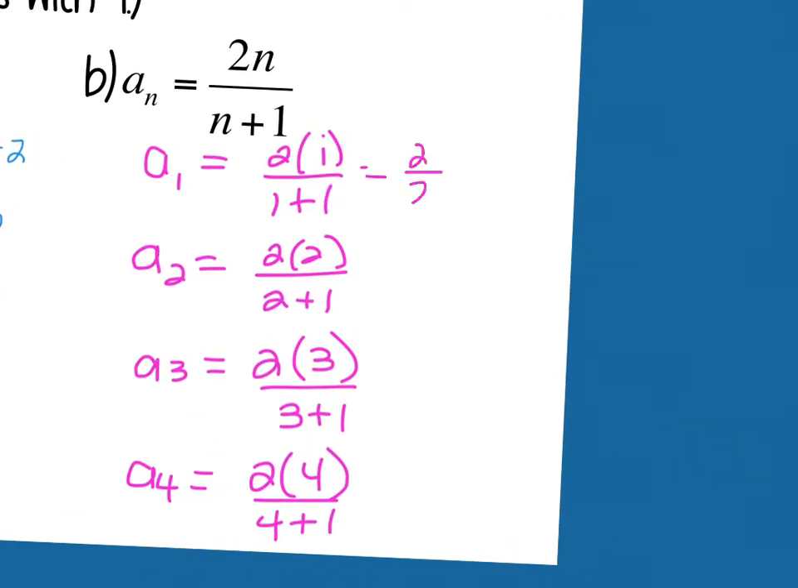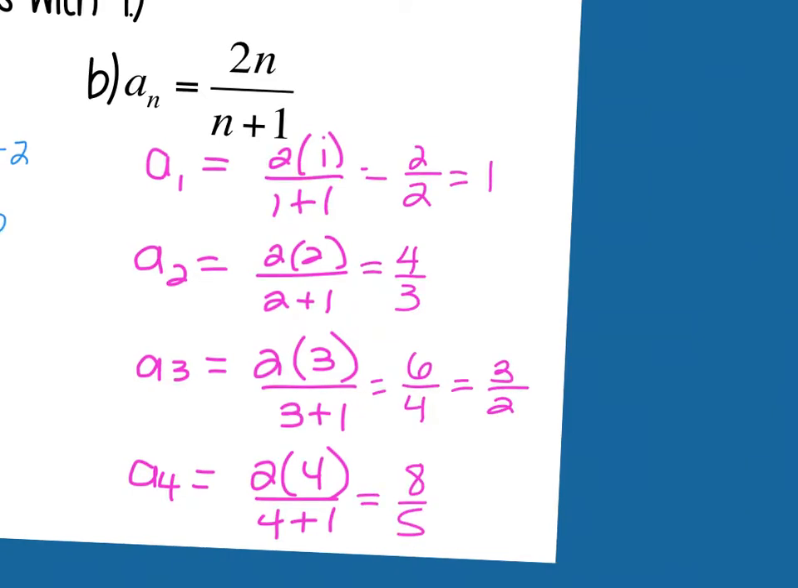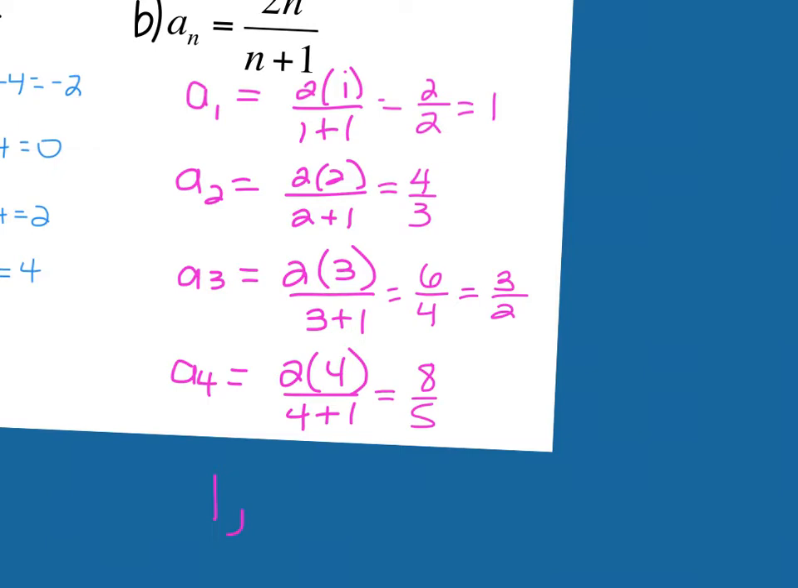This is 2 over 2, which is 1. This is 4 over 3. This is 6 over 4, which is 3 halves. And this is 8 over 5. And again, you'd list them. 1, 4 thirds, 3 halves, and 8 fifths.